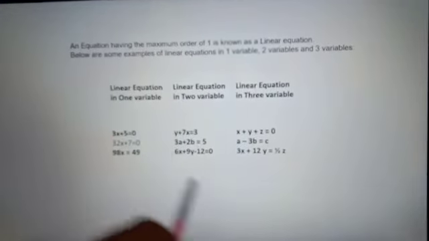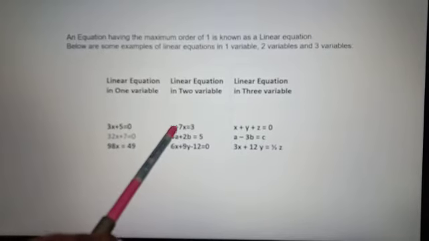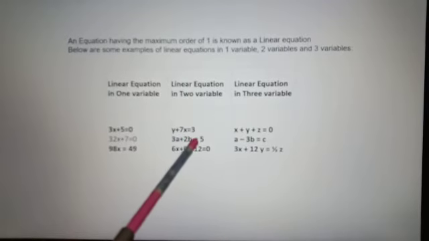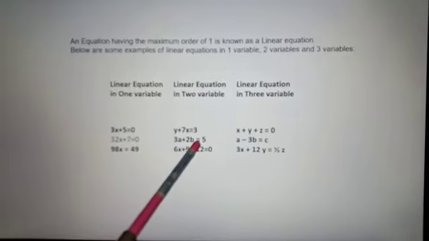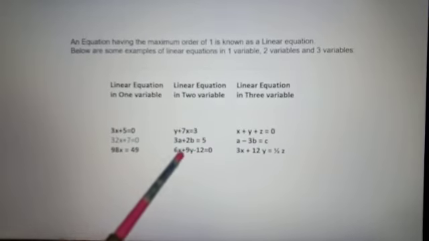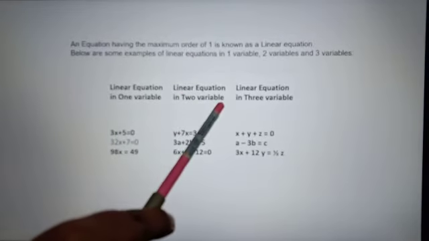Here these are also linear equations, but in this equation we have two variables: one is y, another is x. And in this equation how many variables are there? Here also two variables, one is a, another is b. And here also two variables are there. So these are examples of linear equations in two variables.